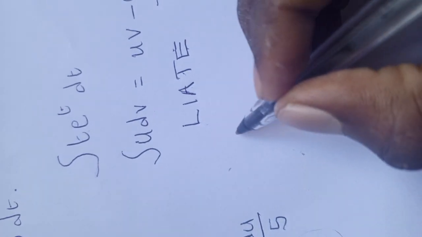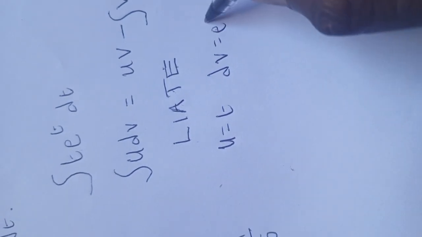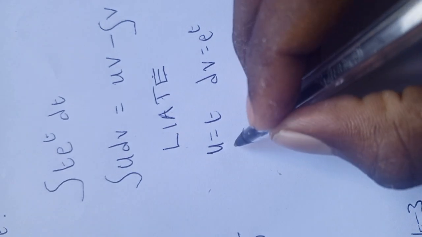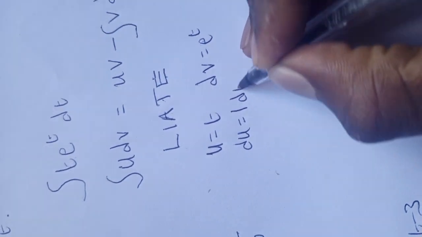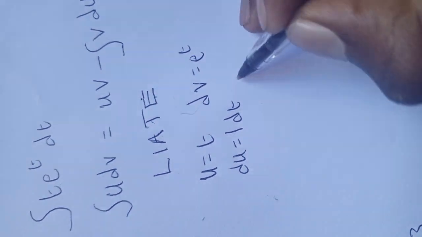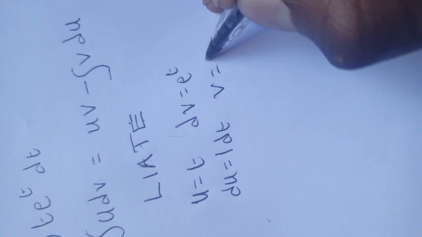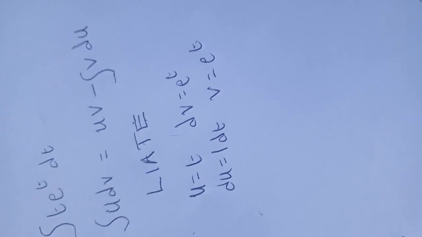So t, that's the one we are going to get as our u. So u is equal to t. Then dv is equal to e to the power t, isn't it? So now when we differentiate u to find du, we are going to get 1 dt, isn't it? When we integrate dv to find v, when we integrate e to the power t, it's the same as just writing it as itself, because it doesn't change.